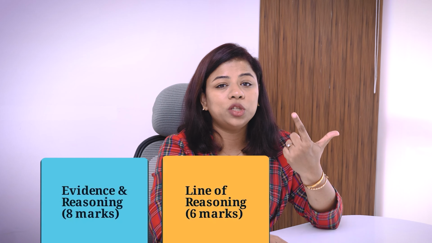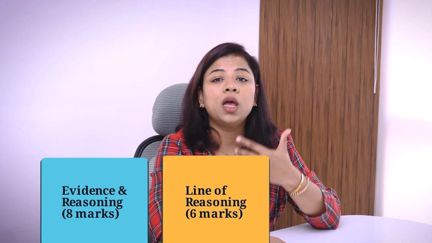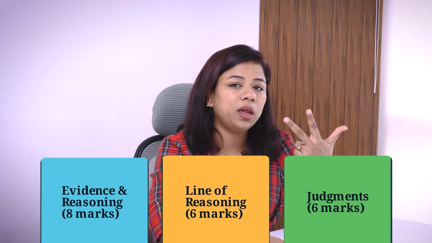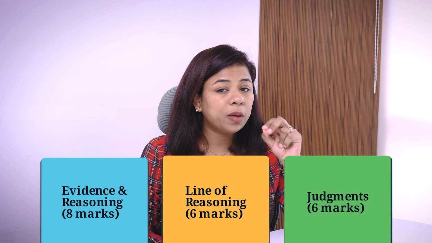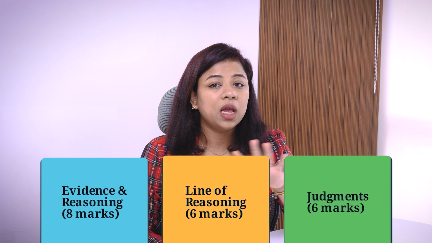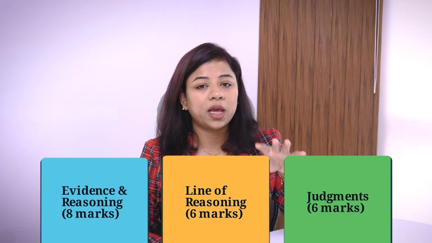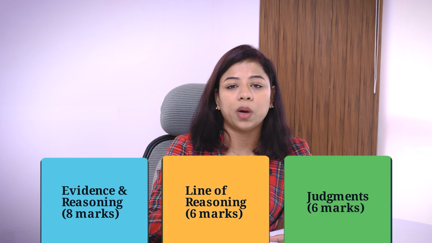The marking has 3 separate parts for question 4. The degree to which evidence and reasoning are used to support arguments, the degree to which an effective line of reasoning is developed, and the degree to which judgments are clearly explained and consistent with the candidate's argument. This means Cambridge marks 3 criteria separately, each worth 6 to 8 marks. Let me break down what each criterion demands.